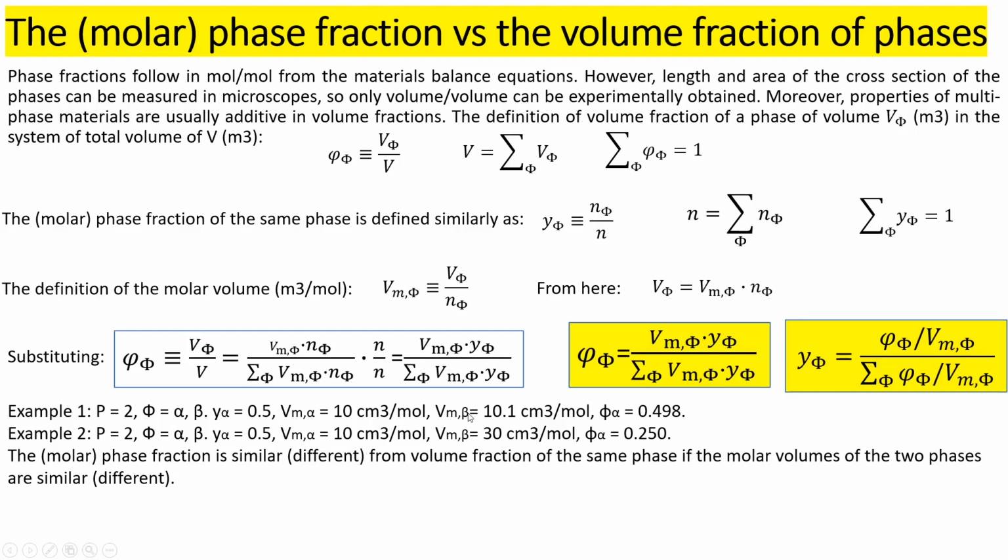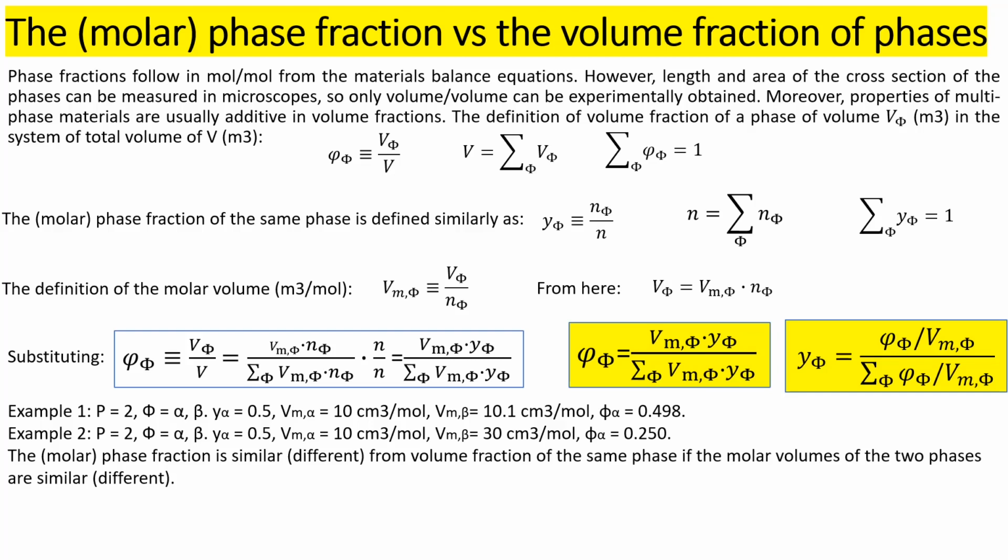So again we find that if this property which we use in the equation is pretty much the same for the two phases, like 10 and 10.1, then of course the volume fraction and the molar phase fraction have very similar values. But of course this similarity is gone if you select quite a different molar volume for phase beta. For example, if you select 30 cubic centimeter per mole, your result will be 0.25, which is now pretty different from 0.5. Okay.